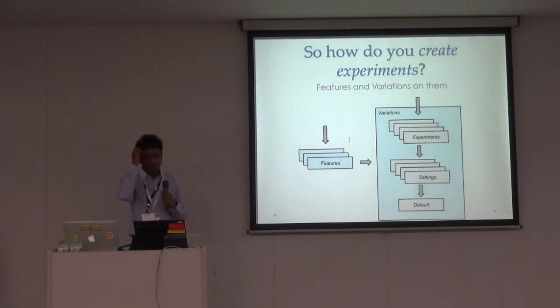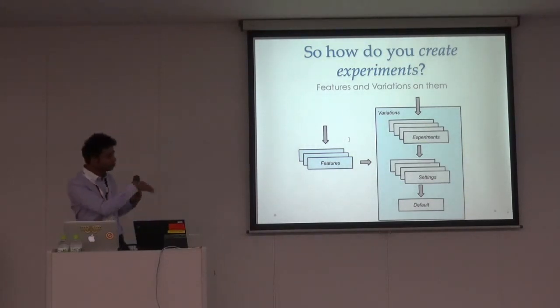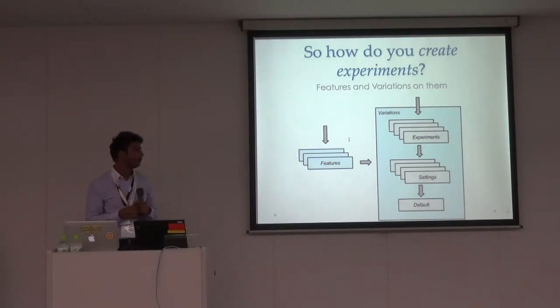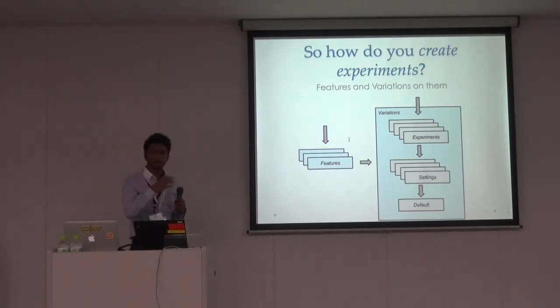So how do we create these experiments? We have a few of our own terminologies. Basically, a feature is something that you want to experiment on. Let's say a homepage, right? A homepage of an Android app is the feature. And then you have different variations of the homepage, so variation A, B, C.